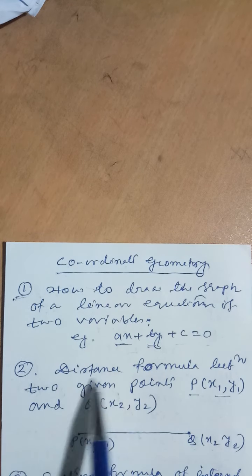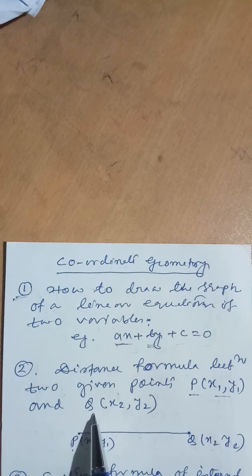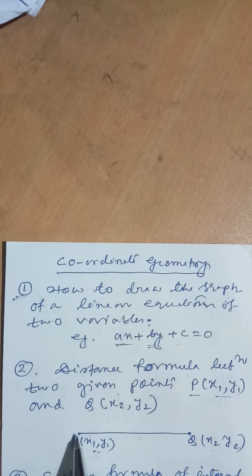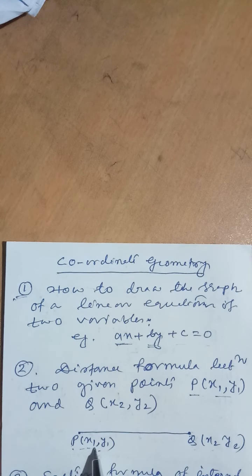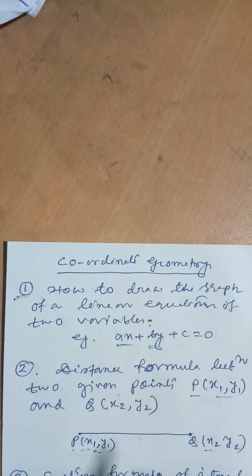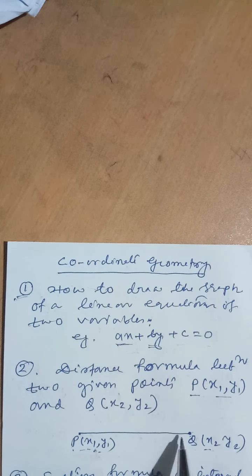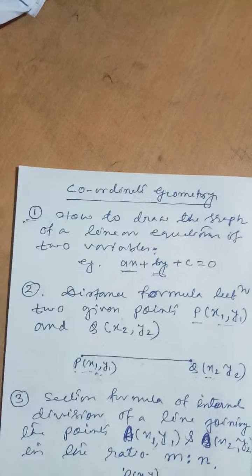Then second one is the distance formula between two given points, that is P(x1, y1) and Q(x2, y2). Here this is the point P and this is the point Q. The coordinates of the point P are (x1, y1) and the coordinates of the point Q are (x2, y2). What is the distance between P and Q will be discussed, and we will find the distance between these 2 points by the formula.